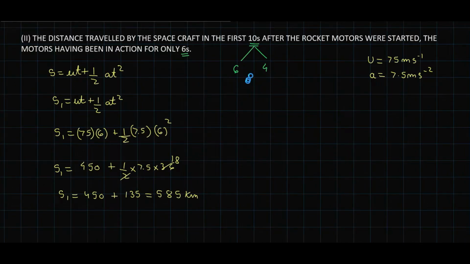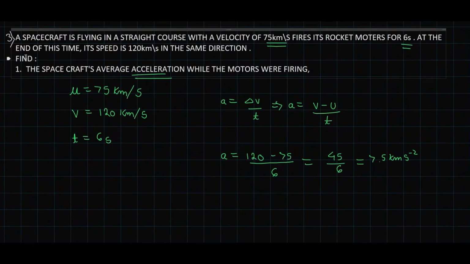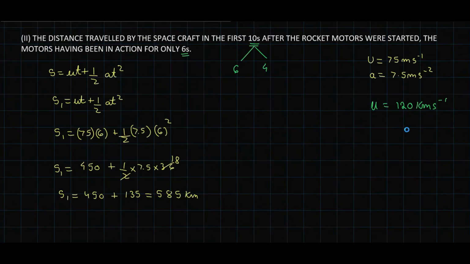Before starting to solve the next segment of the question, we have to keep some points in mind. The initial velocity at the beginning of the second segment, u, will be 120 kilometers per second. Now how did that happen? It is given in the question: at the end of this time, its speed is 120 kilometers per second. Also the acceleration would be 0, because the rocket motors were in action only for the first 6 seconds.